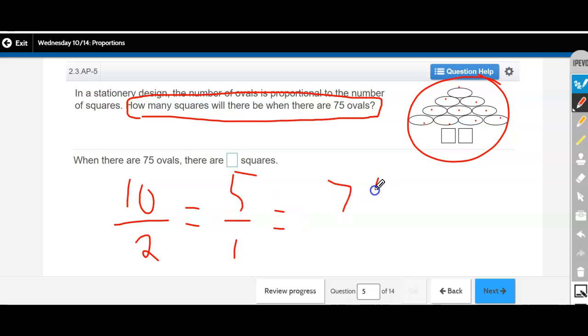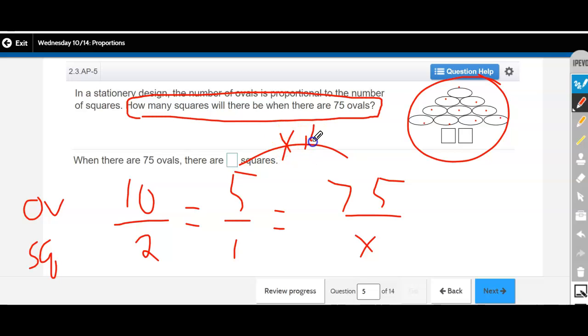Well, what if there's 75 ovals? We're doing ovals to squares. So there's 75. Well, how do I go from 5 to 75? I can't just multiply these because 75 is not the bottom number on this. So I would go 75 divided by 5. 75 divided by 5 gives me 15. So that means that was a multiple, had a factor of 15. So we would multiply 15 over here as well. 75 over 15. So there should be 15 squares.